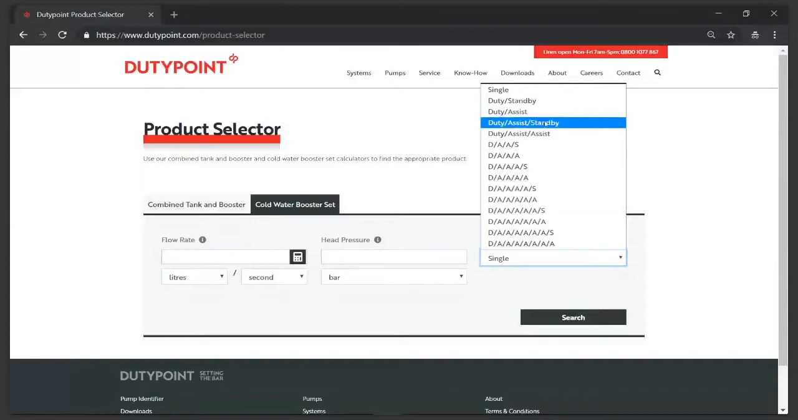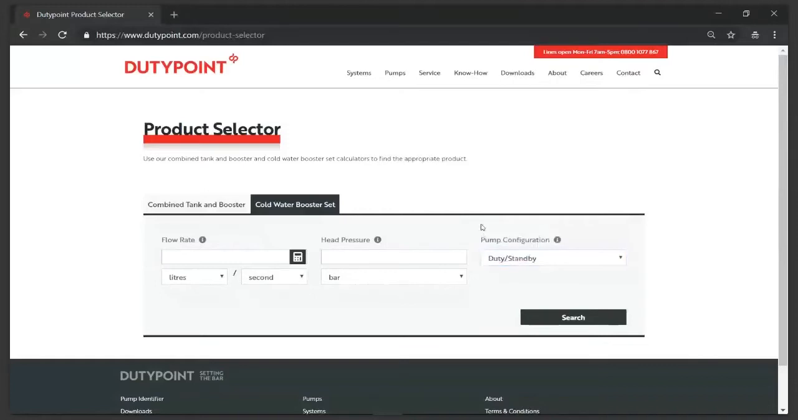Duty assist is where you have three pumps that can all share the demand between them, and when all three are working together, they can do the peak demand. Right up to 8 pumps, all sharing the duty, or say 7 pumps plus a standby pump. So typically we're looking at things like duty standby for one pump doing the full work and a second pump as a standby. So I'm going to do an example just to show you how this works.